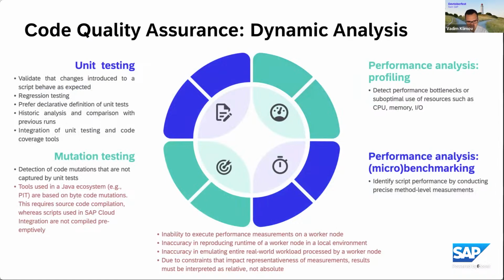The constraint of mutation testing is that those tools, which are quite popular in the Java ecosystem, like for example PIT or PITest, operate on the bytecode. So what we develop in code editors for Java is Java source code. Then commonly it will be compiled into the bytecode that gets executed by the Java virtual machine. So those mutation testing tools inject mutations into the bytecode of the tested application.